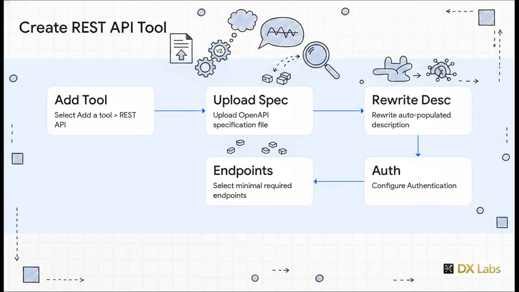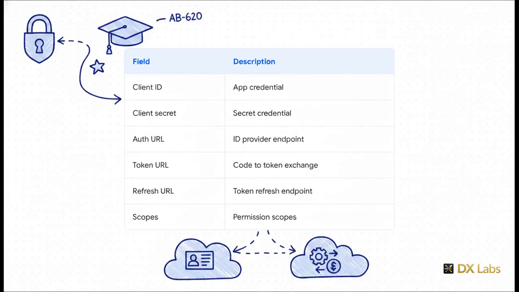And if that API needs security, you've got to configure it properly. For the AB 620 exam, you absolutely need to memorize the core OAuth 2.0 fields required for secure configuration. You've got to know the difference between the authorization URL, which is the identity provider endpoint, and the token URL, which is specifically used to exchange a code for the actual access token. Get familiar with these terms because they will show up.